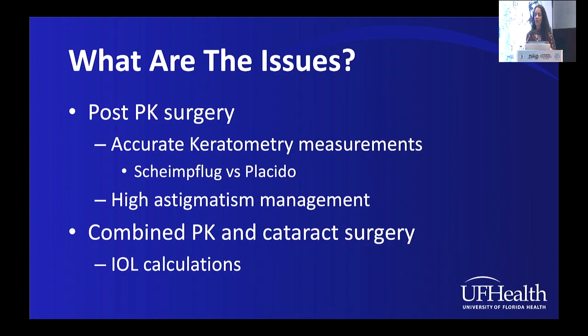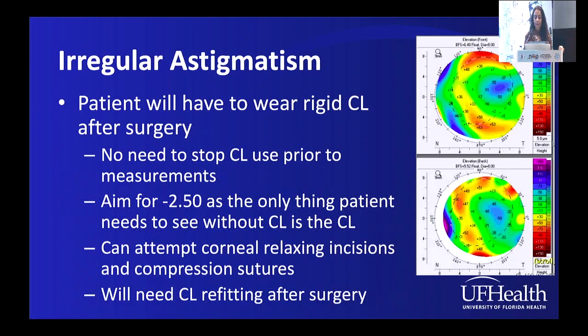They all change even with PKs because you have the sutures, there's higher order aberrations, and sometimes some of the assumptions you make when you measure corneas using placido-based measurements aren't very accurate. And with PKs, sometimes even using Scheimpflug is not as accurate because you've got multifocal corneas. And then what do you do with patients who've got high levels of astigmatism following a PK? And then we'll talk about combined PKs.